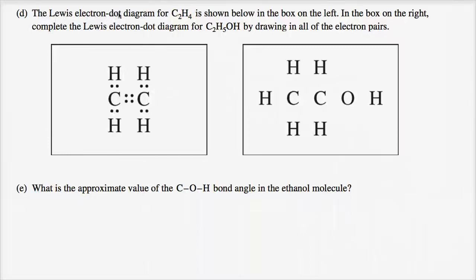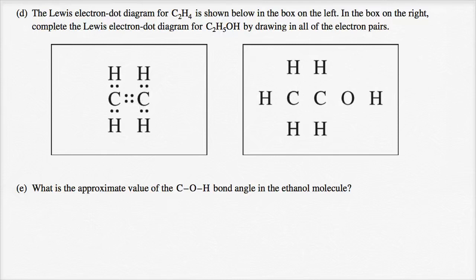The Lewis electron dot diagram for C2H4 is shown below in the box on the left. In the box on the right, complete the Lewis electron dot diagram for C2H5OH, or ethanol, by drawing in all of the electron pairs. So as I said, this is the Lewis electron dot diagram for ethene, and they want us to draw in all the electron pairs for ethanol.